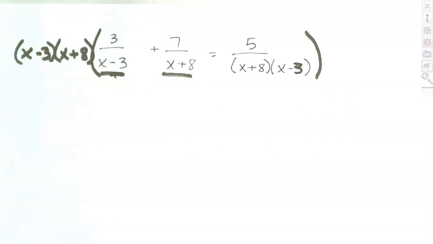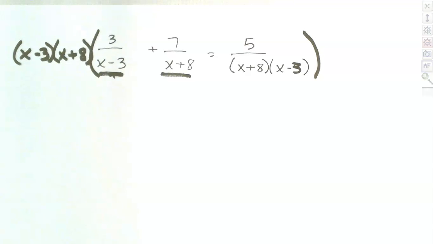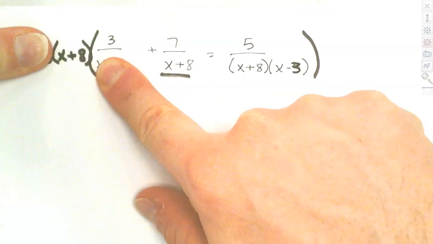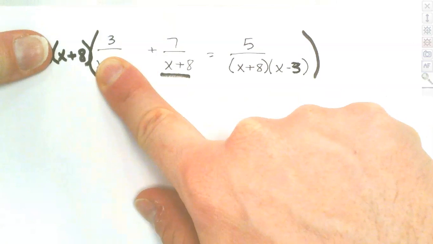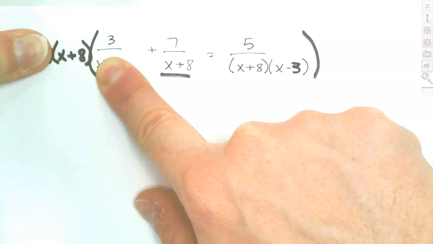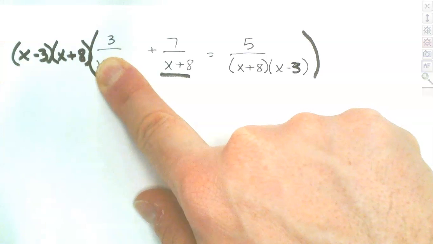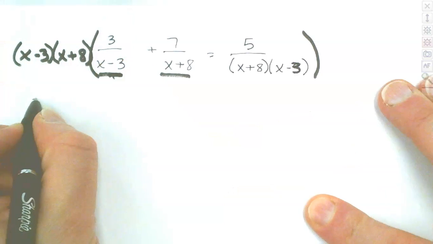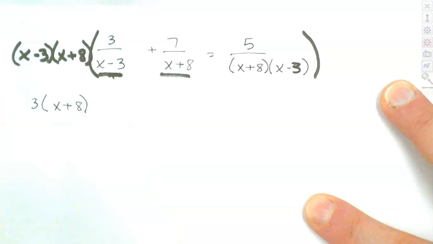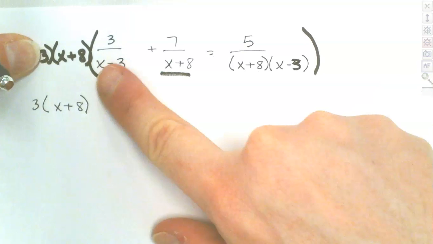Okay, so what do we have here? When we distribute through, what I like to do is just go through and cover them up. So the x minus 3 and the x minus 3, those are going to cancel out. So what's left over on our first fraction? We've got a 3 in the numerator, and then a what? X plus 8, right? Because those went away.